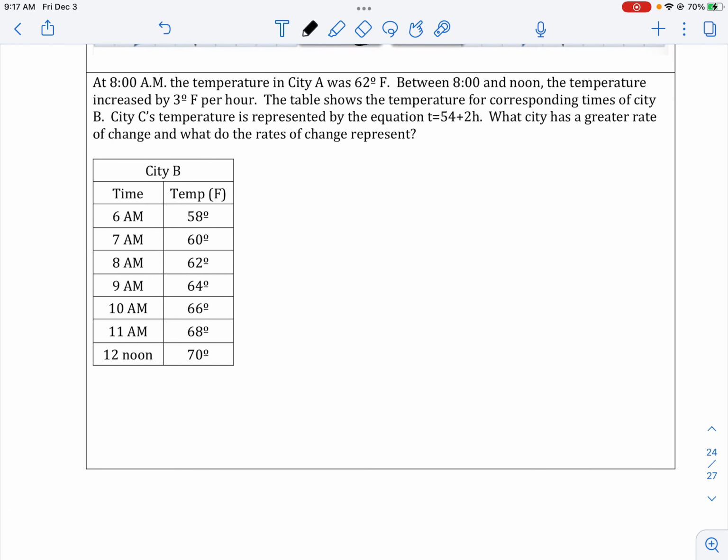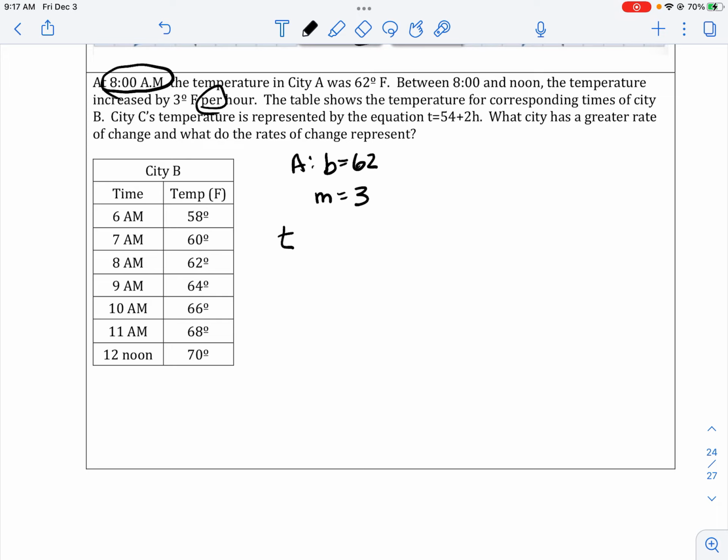So here at 8 a.m., the temperature of City A was 62 degrees. Since 8 a.m. was our first measurement, that's when we started measuring, that means the y-intercept of City A is 62. So between 8 a.m. and noon, that's when we measured the temperature of City A. The temperature increased by 3 degrees per hour. Remember, per helps us determine our slope.